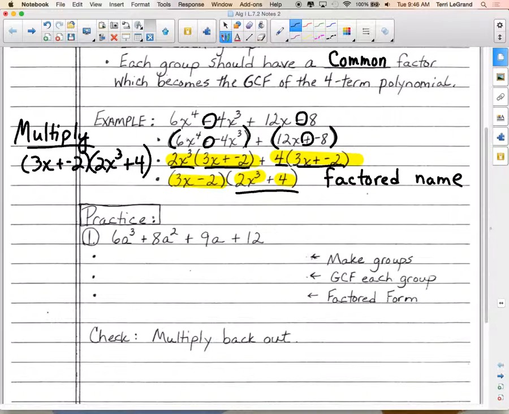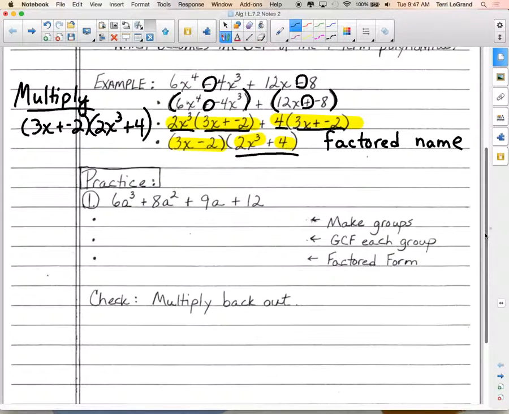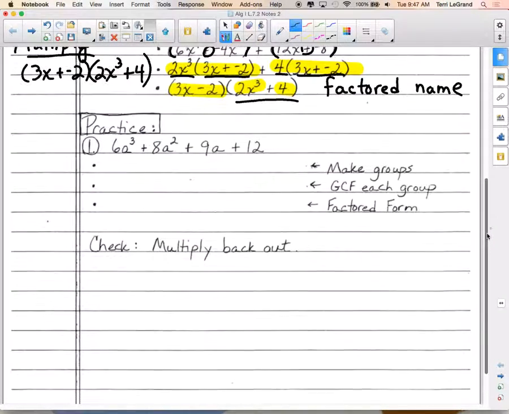Today in your homework, you are going to have to do check problems. You are going to have to make sure your answer does multiply back to the original 4-term polynomial. So today, yes, we will do check problems. Okay, I got a couple of guys who said it did. Anybody else? Yeah, okay. A few others? Okay, then we're feeling pretty confident that that's a good factor name for it.